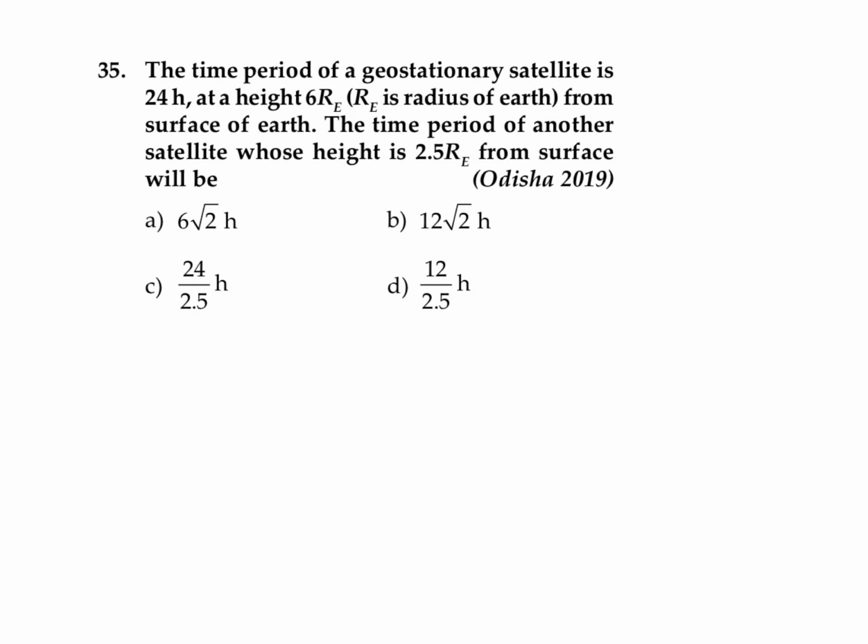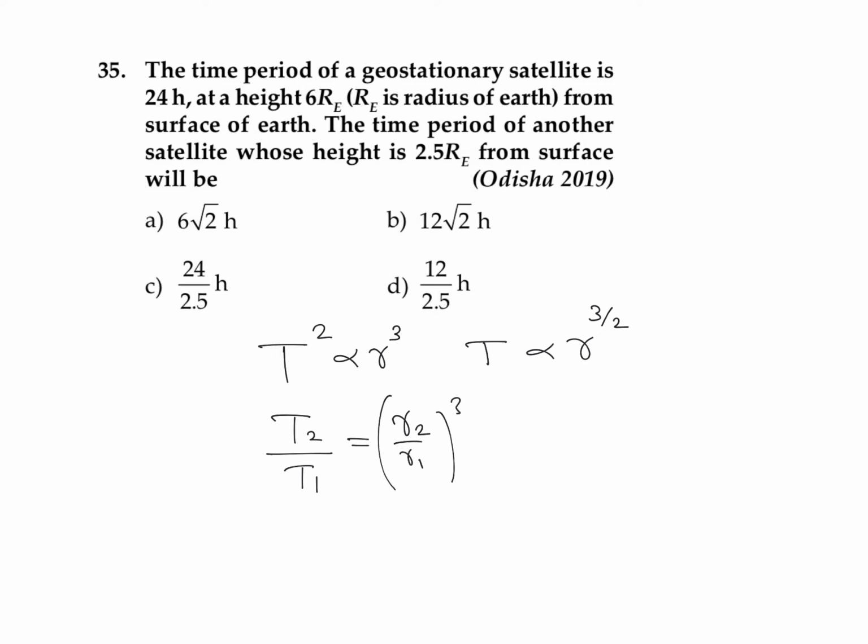So we know the relation between the time period and the orbital radius. We know that the square of the time period is directly proportional to r cubed, or from here you can write T is directly proportional to r raised to 3 divided by 2. So you can write the time period of the other satellite, I'm just taking it as T2, divided by the time period of the geostationary satellite T1, is equal to r2 divided by r1 raised to 3 divided by 2.